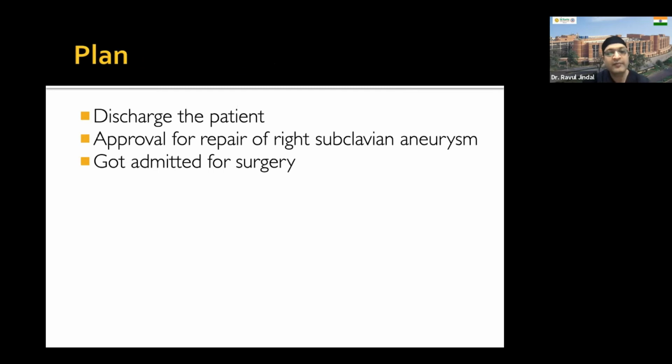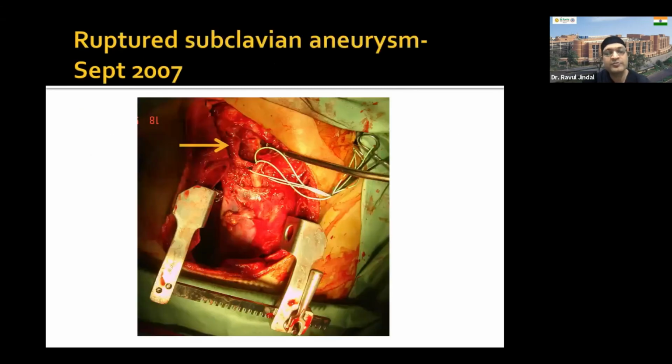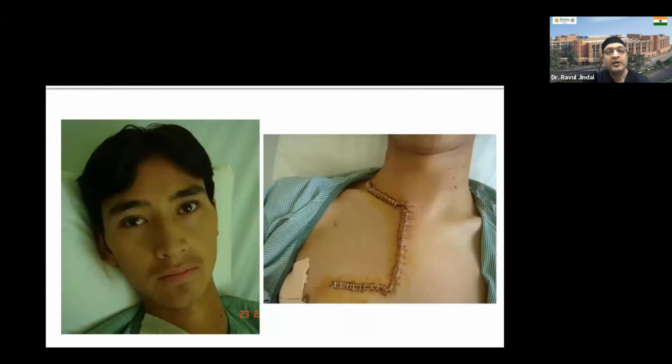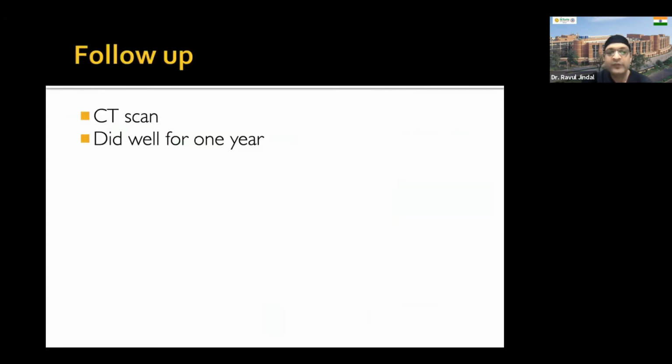But the patient came back in an emergency with a rupture of the right subclavian aneurysm, and then we had to take the patient for thoracotomy, and we did an open repair of the subclavian artery aneurysm in September 2007, as you can see, with a trapdoor incision, and he survived. So he survived this surgery also, and he did very well.